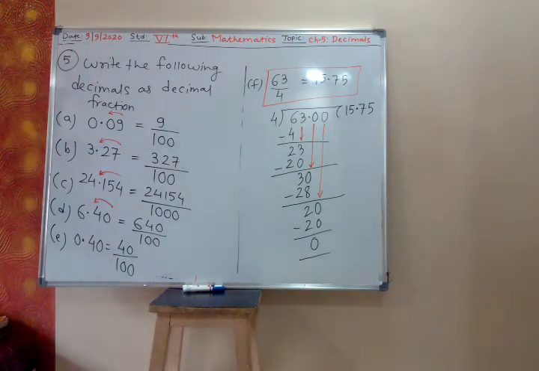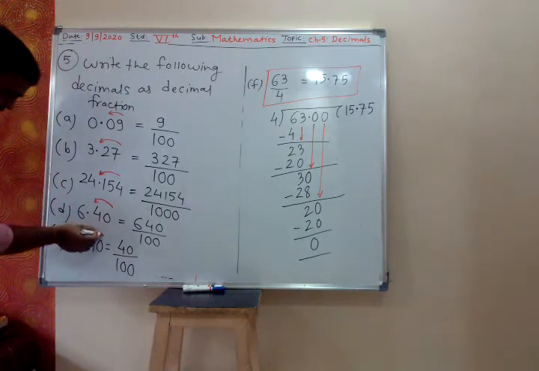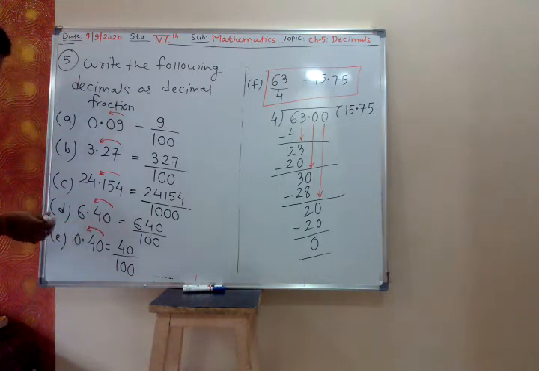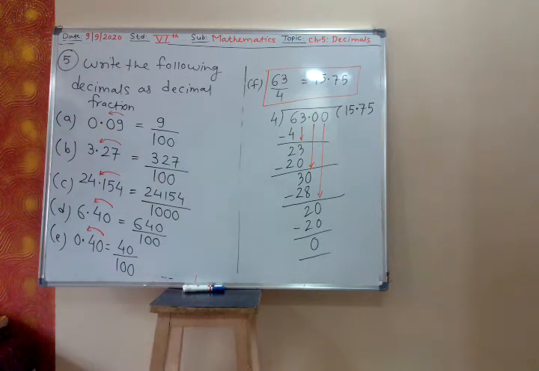Whoever is writing their name 5 times, that list I will forward today to the class teacher. From the chat box I will take a screenshot and forward it to the class teacher for necessary action.